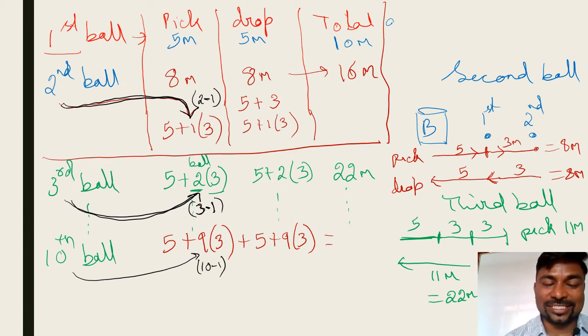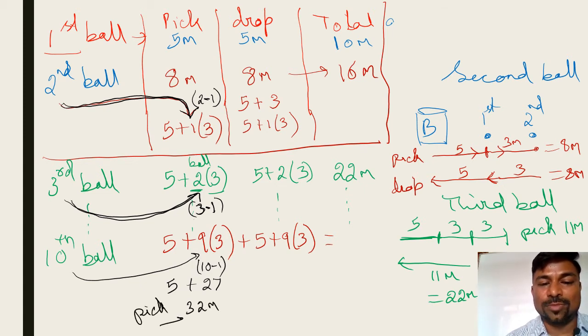Yeah, so that's the tricky part, what you are supposed to understand. That is progression, understanding, analysis, assumption. So we are coming to a formula now. If you check it out, it's nothing but 5 plus 27, it's 32 meters. To pick the 10th ball, she has traveled 32 meters.